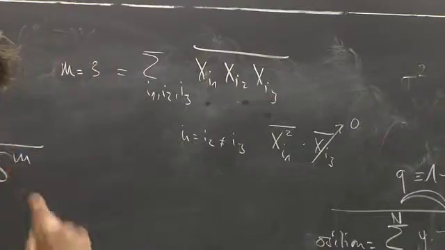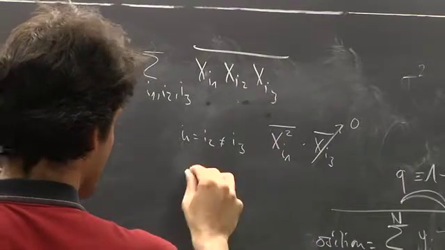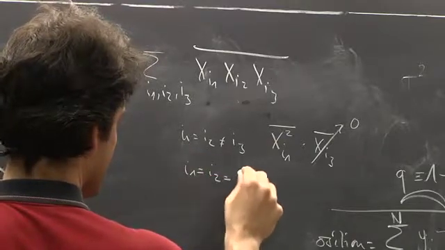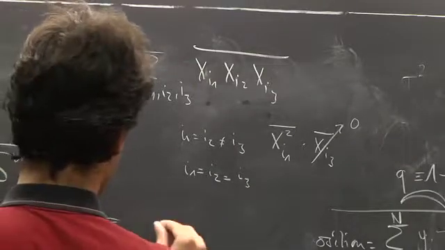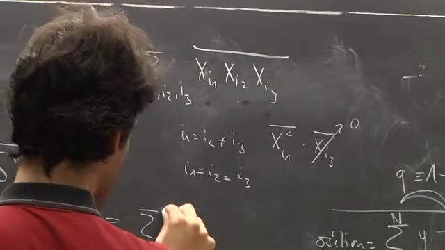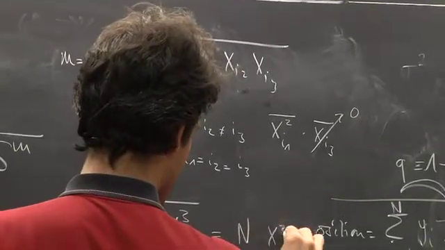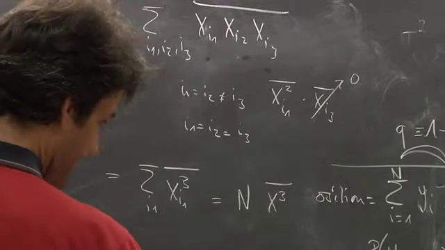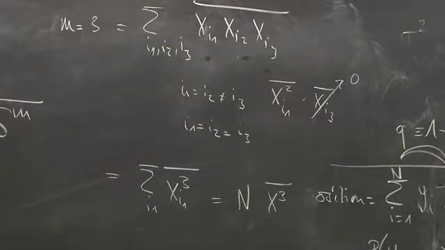So the only term that will be non-zero is when all the indices are equal. So this is going to be the sum over I1 of xi1 cubed average, which is n times x cubed expectation value, if you have identical variables.